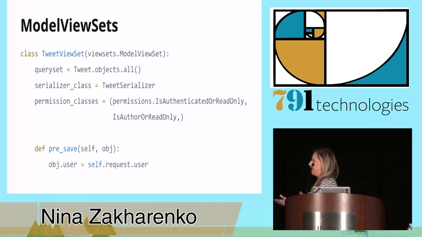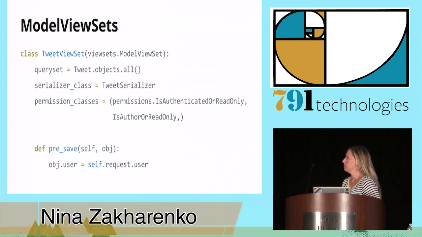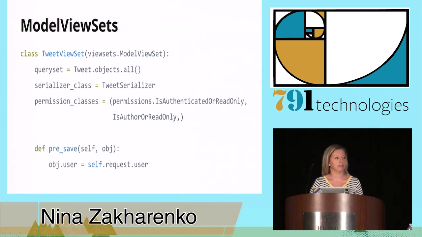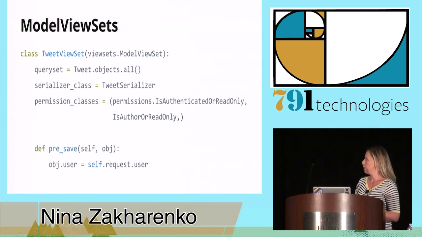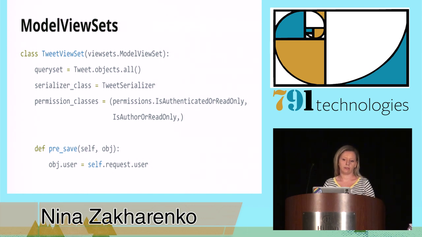We can also define a handy pre-save method. So that gets called before the object is saved to the database. And we want the user of our tweet to be saved as the request user. So the model view set is kind of the whole shebang in one. Behind the scenes, it supports all of the operations on an endpoint. So you can get one tweet by an ID. You can get the collection of tweets. You can delete, you can modify, and that's kind of all given to you by using this class.